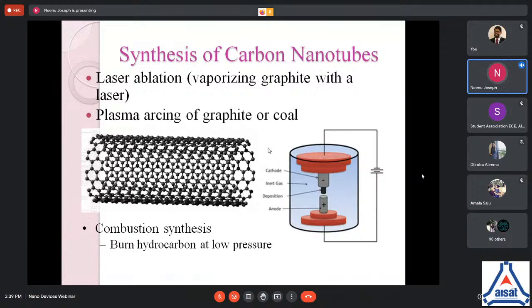Vaporizing graphite or coal. This is the instrument used for laser ablation. Combustion synthesis, burn hydrocarbon at low pressure.